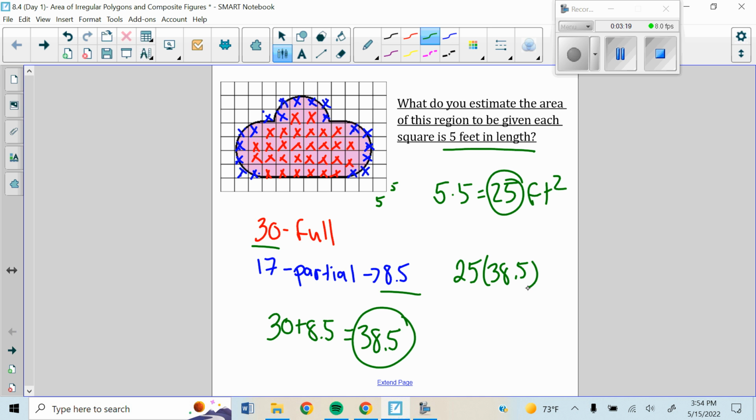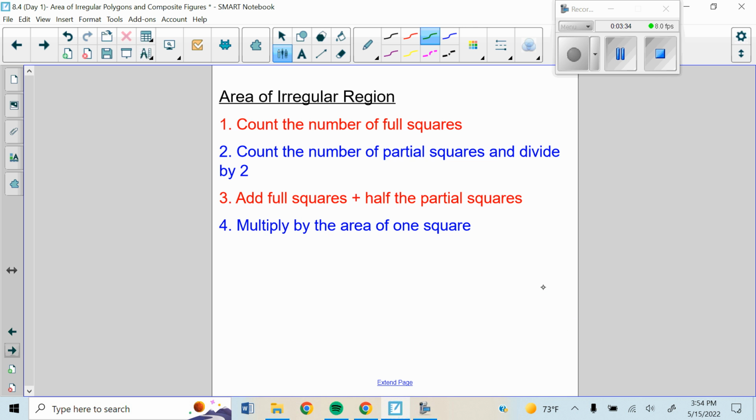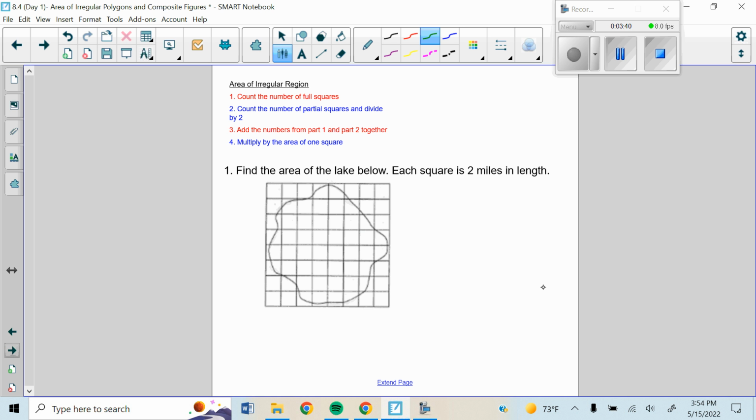Let me go ahead and grab a calculator and do that. 25 times 38.5, we get 962.5 feet squared. All right, so go ahead on your note sheets and pause the video here so you can all write this down on your note sheets. All right, hopefully you did pause that.